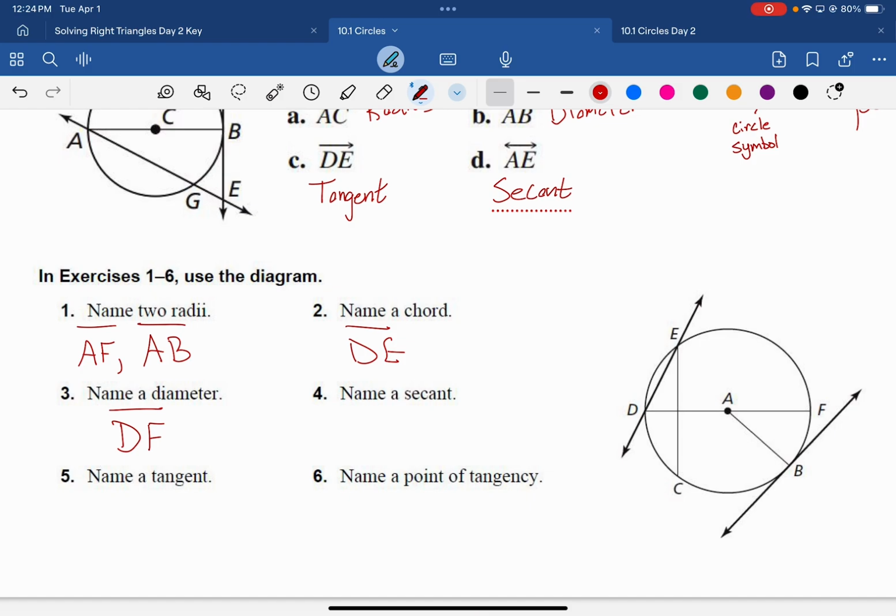Okay. All right. Number 4. Name a secant. Somebody raise your hand for that one. Jermichael?